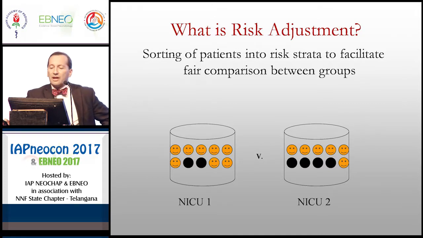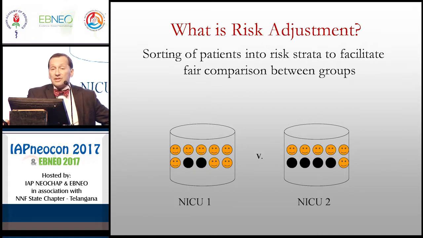And risk adjustment, as many of you know, is just a process of thinking about how to compare apples to apples. So if we consider two hypothetical NICUs, one of which has a 20%, 2 out of 10 incidence of a bad outcome, say mortality, and another unit that has a 40% incidence of a similar bad outcome, then we would obviously say, well, I would want to be in NICU 1.